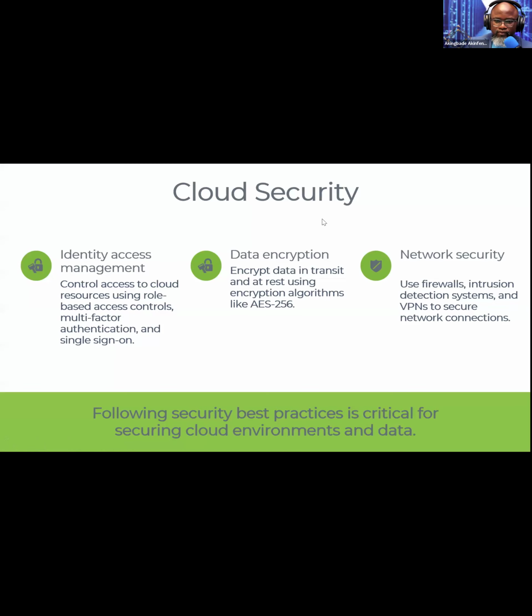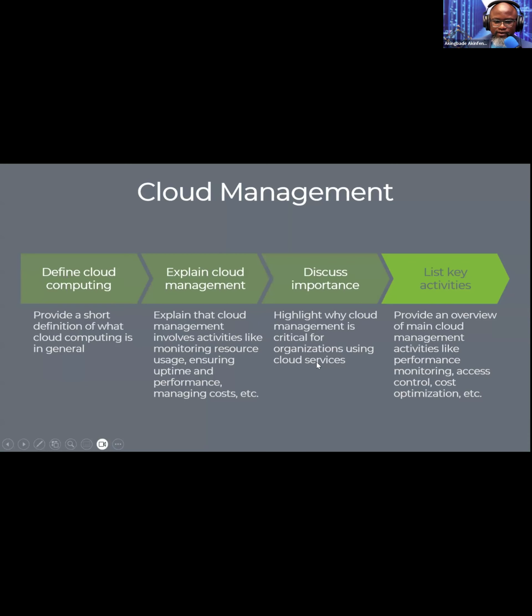Another one I just want to quickly talk about: cloud security. Of course, don't worry about this. We'll talk about security later. Identity access management, network security, encryption to make sure we have encryption around all the data we have in our environment. Those are some good practices in general.